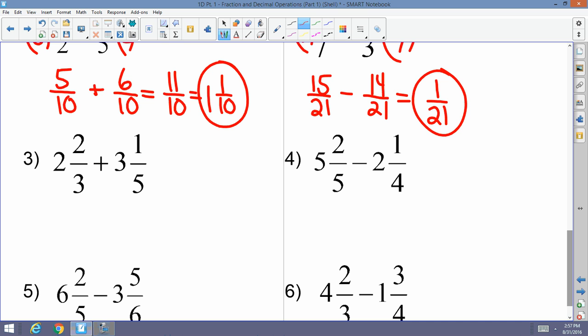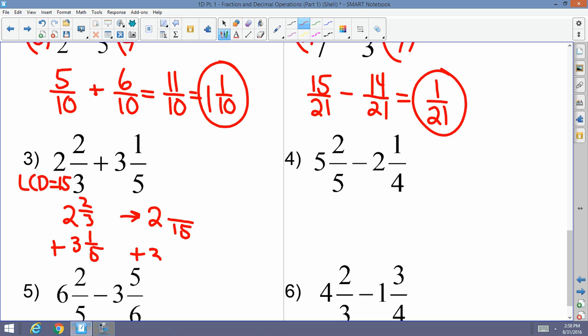2 2/3 plus 3 1/5. Okay, same procedure here. LCD here is going to equal 15. Now, I like to work with my mixed numbers vertically. So I'm going to write this as 2 2/3 plus 3 1/5. And I know that I'm going to end up with 2 and something over 15, and I'm going to end up with a positive 3 and something over 15.